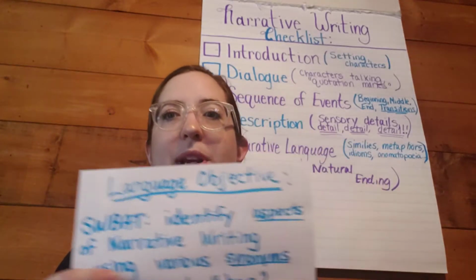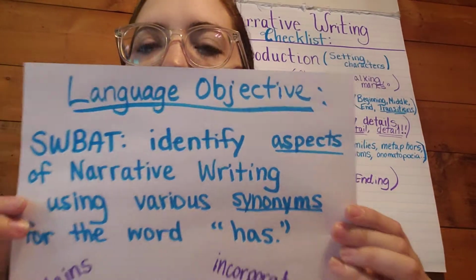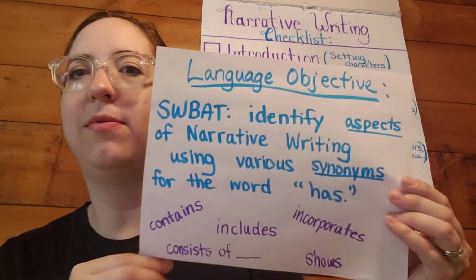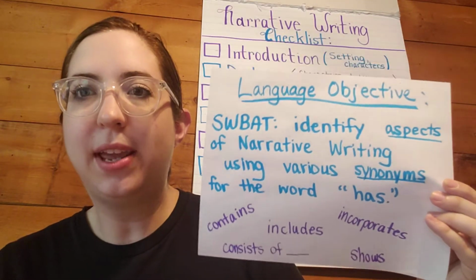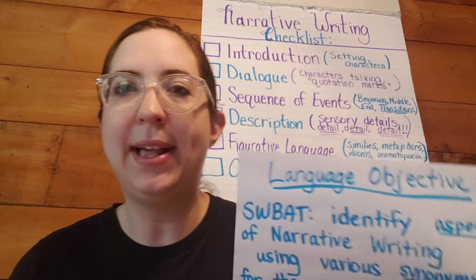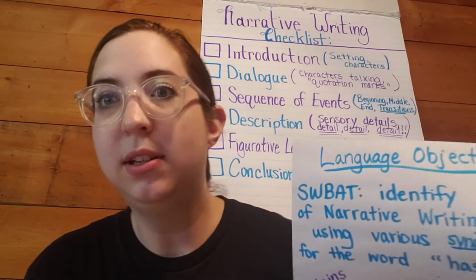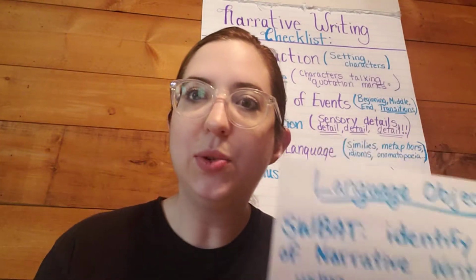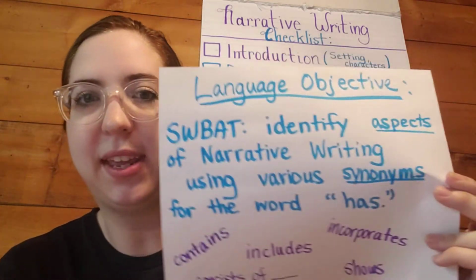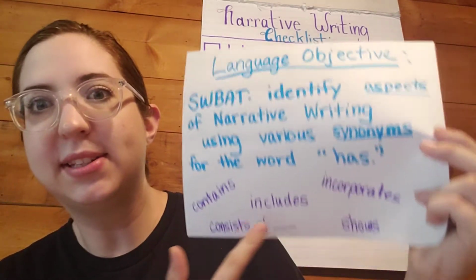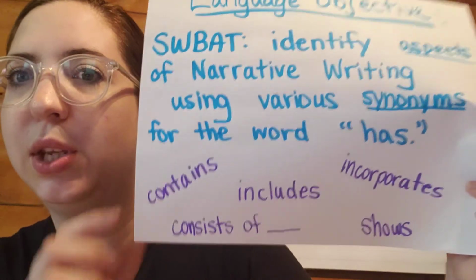Now, what language do I want you to use to be able to write a narrative piece? Your language objective for this lesson is to be able to identify aspects of narrative writing using synonyms for the word has. So instead of saying, my narrative has dialogue, has is an easy word. Let's try to use a more challenging synonym. Remember, synonyms are words that mean the same thing. So all these words mean the same thing as has. Which one can you try?